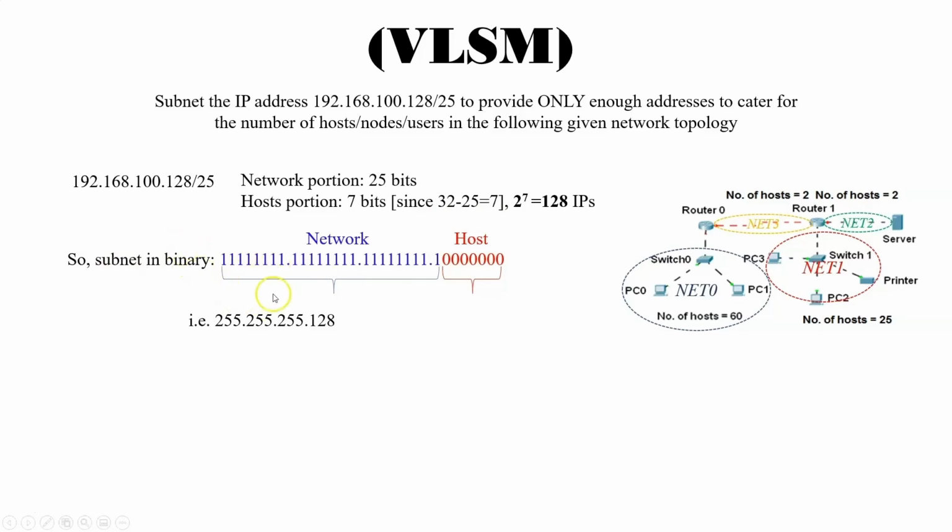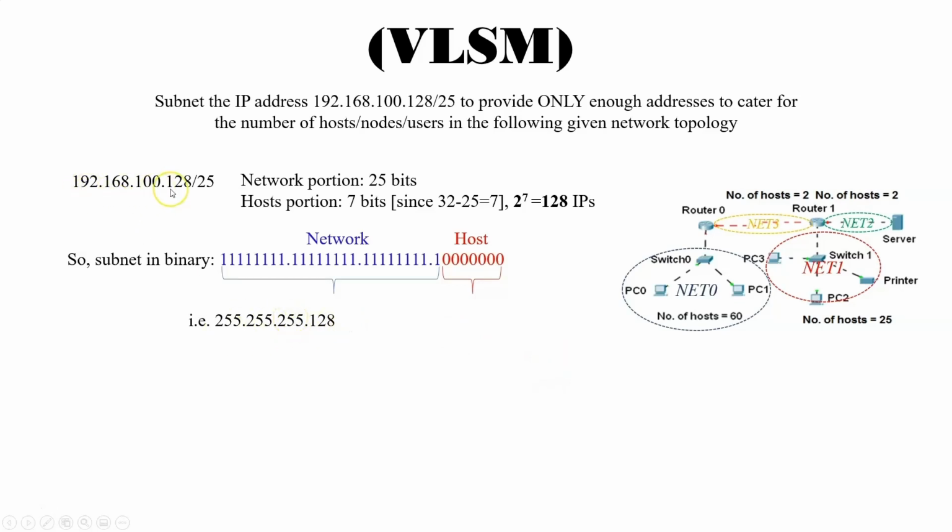The original given network has 8 plus 8 plus 8 plus 1 bits, which makes it 24 plus 1, 25. So 25 bits belong to the network, and the remaining 7 bits belong to the host. What is the corresponding subnet mask? The first three octets are all 1s, which is 255 each. And the last octet, 1 followed by seven 0s, is 128. So the subnet mask is 255.255.255.128.